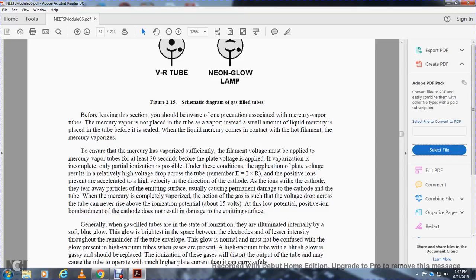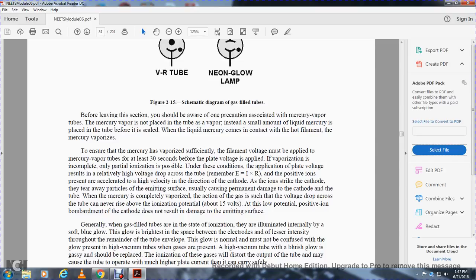Otherwise, only partial ionization is possible, and the application of plate voltage results in a relatively high voltage drop across the tube. Remember that voltage is equal to amps times ohms. The positive ions are accelerated at high velocity toward the cathode. The ions strike the cathode and tear particles from the emitting surface, usually causing permanent damage to the cathode. With the mercury completely vaporized, the action of the gas is such that the voltage drops across the tube but never rises above the ionization potential, about 15 volts.